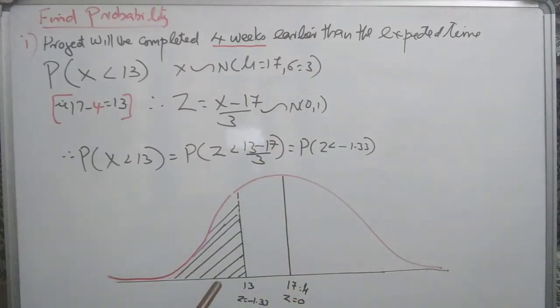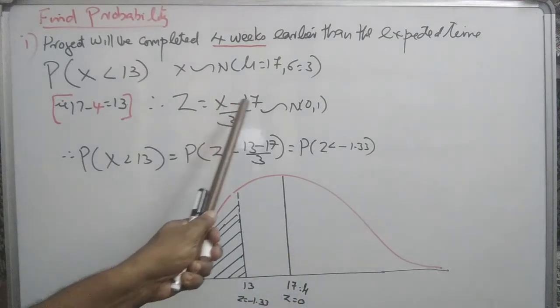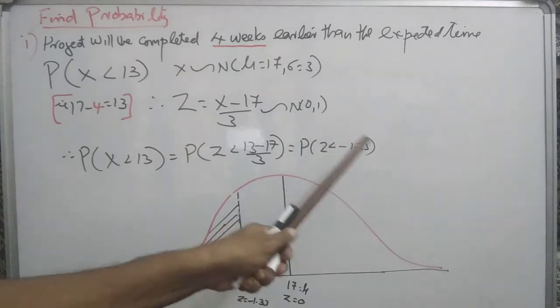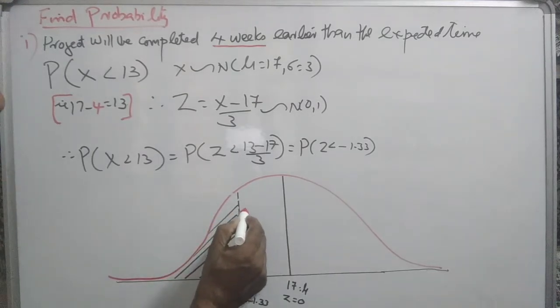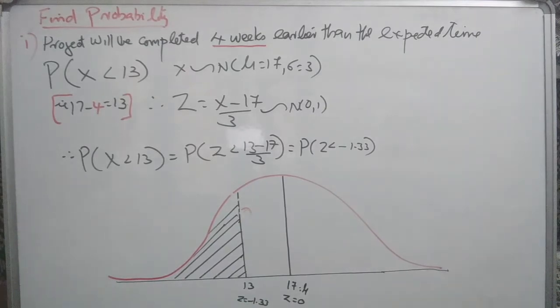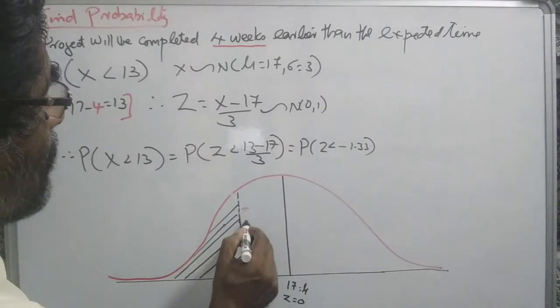Then using the area of standard normal curve. This is the standard normal curve. Here, mu is 17. Correspondingly, Z is 0, since (17 minus 17) by 3 is 0. And the required probability is the area to the left of Z equals minus 1.33. This is the required probability of completing the project before 13 weeks. And referring to standard normal table, we get the area up to 1.33. That area is 0.4082 from tables.